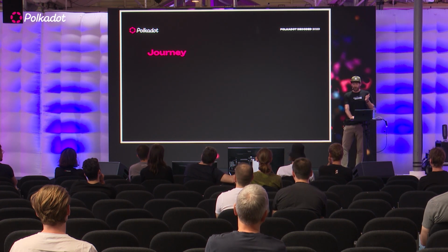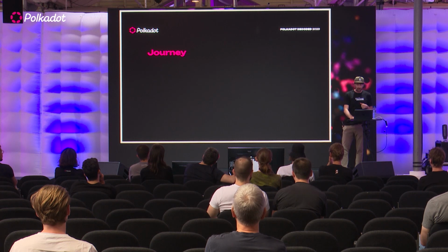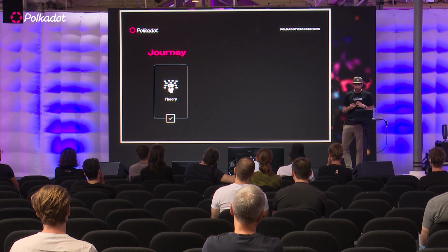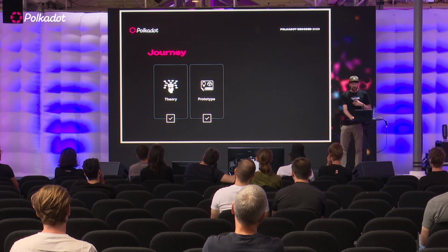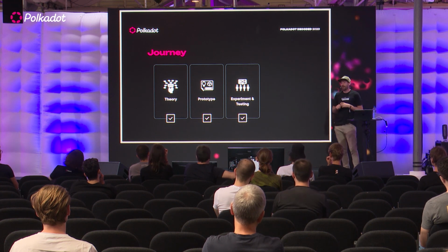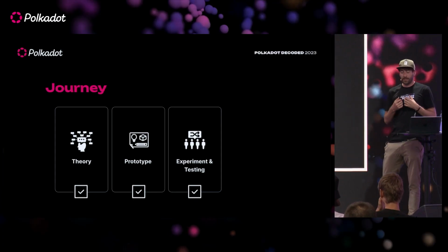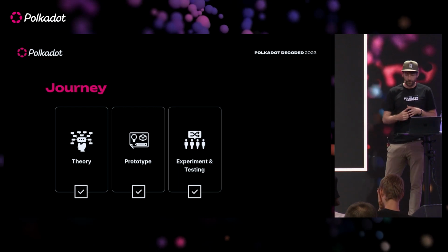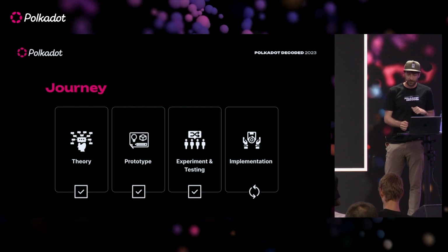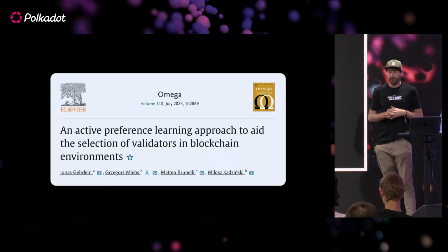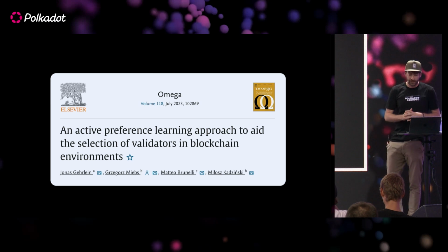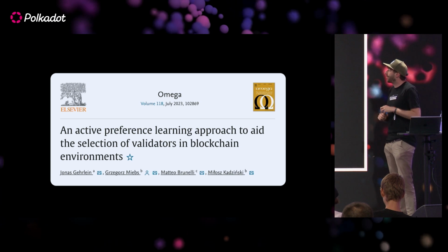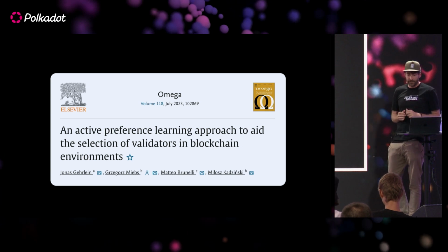I want to describe a little bit about the journey, and some of you might have seen the talk last year. We started out with the theory. We adjusted the theory from academia to fit our use case. We developed a prototype. Then we also ran an experiment and a scientific study to test whether our thing actually works and helps people. And now we are at the implementation phase. Here I'm quite happy that the research side is completed. We were able to publish our paper in a very well-renowned peer-reviewed journal in this field.